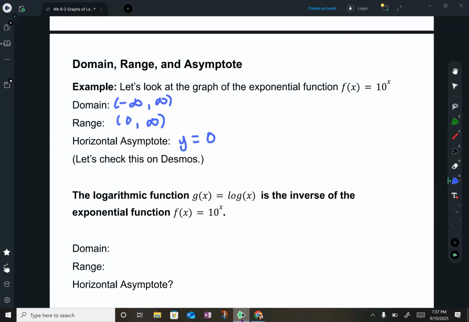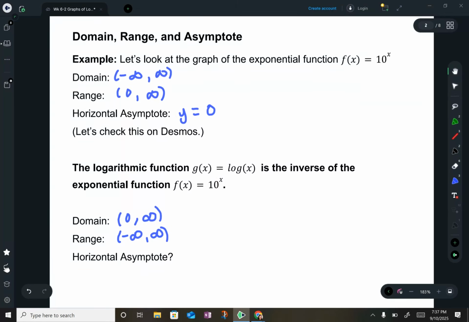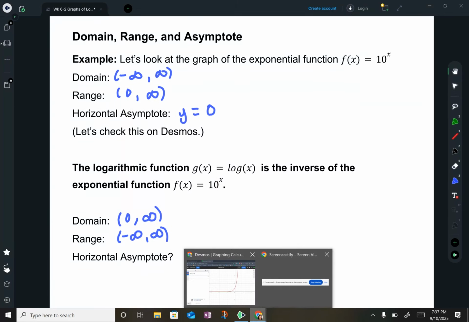So the domain of log, remember, we have to start at 0 and go to infinity. Can't take the log of a negative number. The range is minus infinity to infinity. And what about a horizontal asymptote? Does that make sense in this problem? Let's go ahead and graph log of x on Desmos and see what it comes up with.